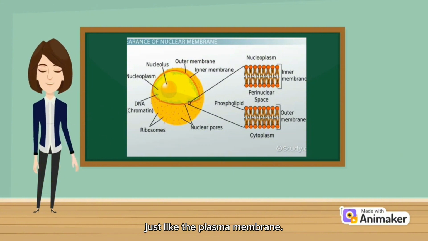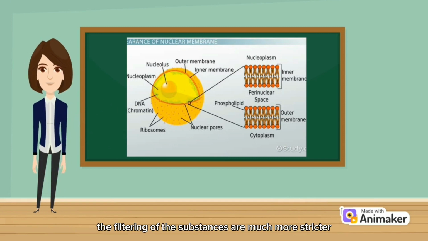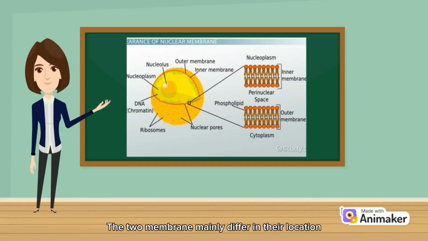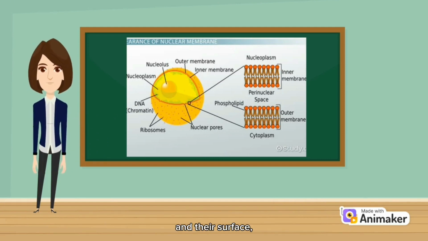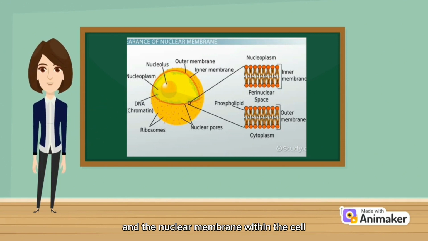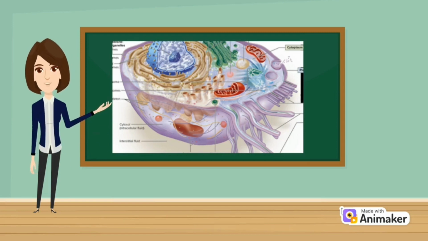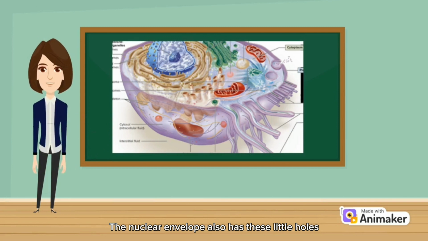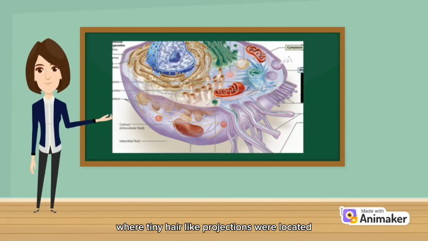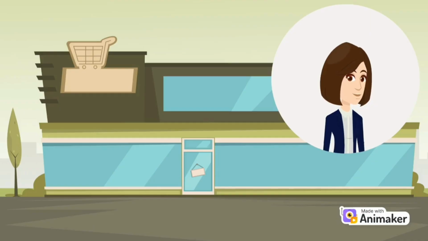Just like the plasma membrane, it is also made up of phospholipid bilayer. Its function is also similar to that of a cell membrane. However, the filtering of the substances is much stricter in the nuclear membrane. The two membranes mainly differ in their location and their surface, with the cell membrane outside of the cell and the nuclear membrane within the cell but outside of the nucleus. The nuclear envelope also has little holes where tiny hair-like projections are located. However, the plasma membrane has a smooth surface.